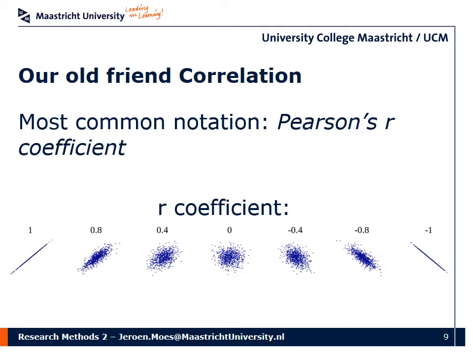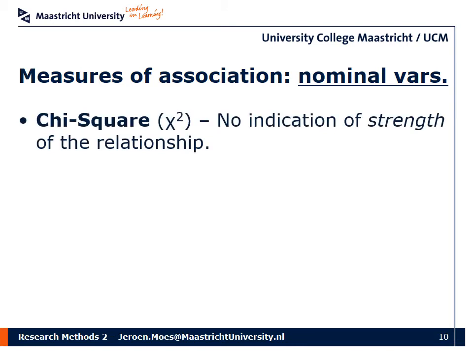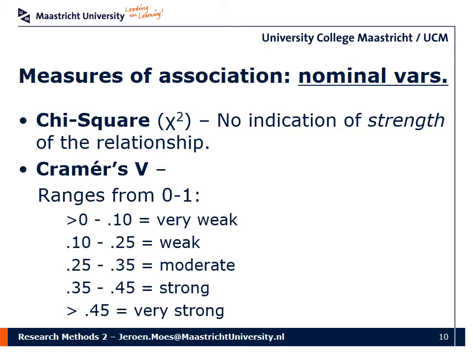So we've talked about these already before, so let's skip ahead to our alternatives. The problem with this is correlation works with interval or ratio variables. So what if you have nominal variables? With nominal variables, we'll have to use something different. We have a couple of options, and I'll put them on screen here. We have the chi-square, which has no indication of strength of the relationship, and we have Cramer's V, which does have that. It ranges from 0 to 1.